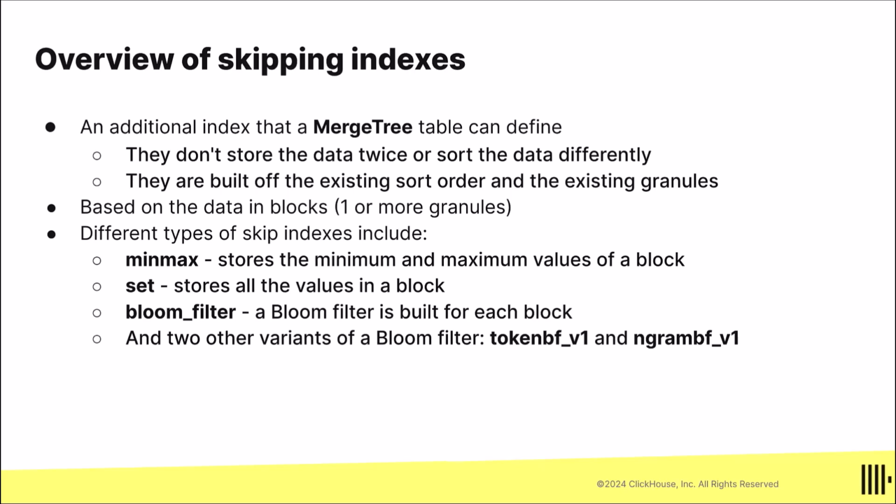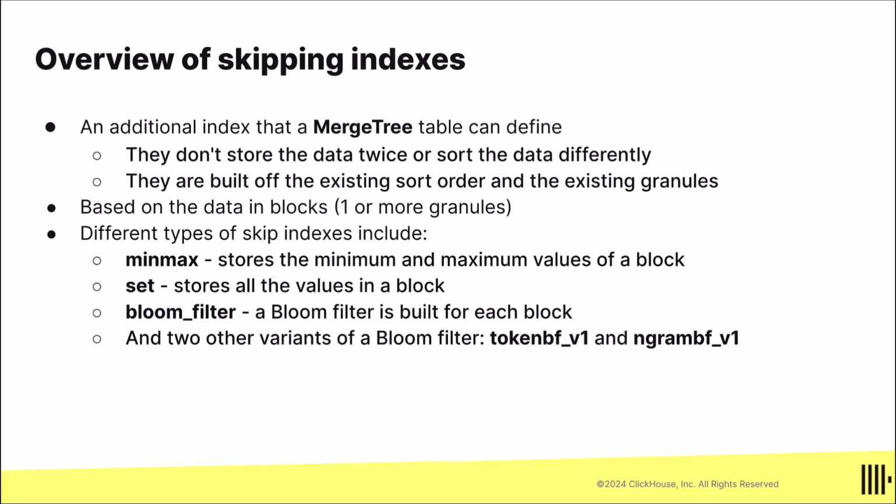Why do we call them skipping indexes? Because, well, first of all, they don't resort the data. So a skipping index can only be built off the existing sort order of the data. And the granules already exist. The primary index already has the concept of granules. So at most, we can skip granules. That's what we're doing here. The goal with a skipping index is to skip the existing granules in some clever way.